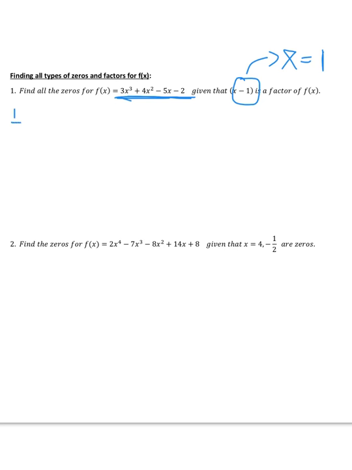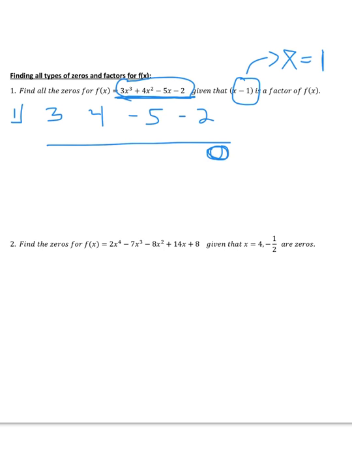Since this 1 is a 0, I'm going to take that 1 and put it in the top left hand corner, and then I'm going to list all the coefficients right next to that 1. So it's 3x cubed, 4x squared, negative 5x, and negative 2. Okay, I'm going to put a line, and right here is our remainder. We should get this to be 0, since they're telling us that 1 is a 0.